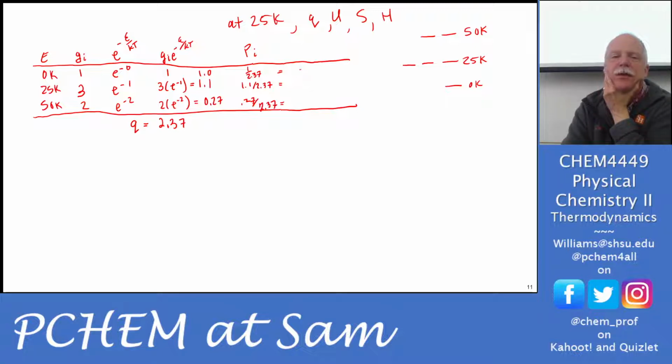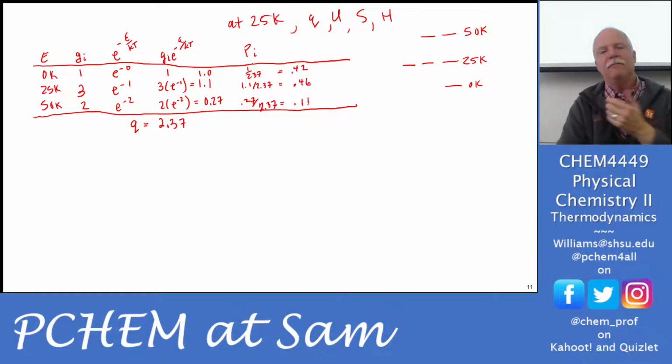So the first probability is? 42.19. I'll do them as fractions for now. 0.42. Okay, and then the next one? 0.46. Yeah, it's bigger because of the degeneracy. And then the last one, I could figure it out maybe, but is it 0.11? Okay. We get 0.99.